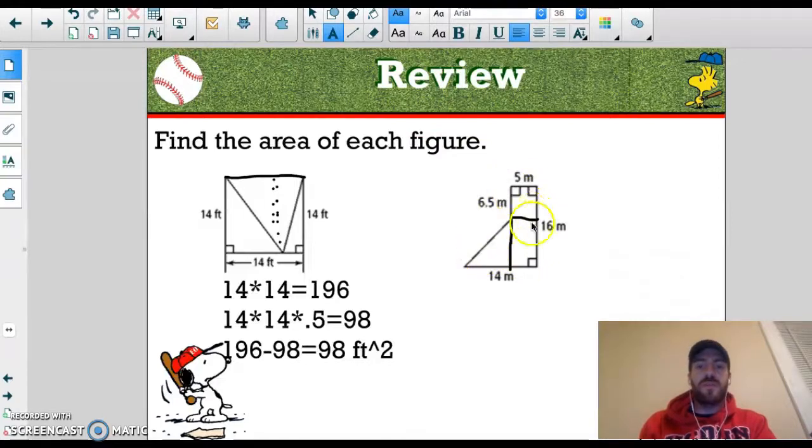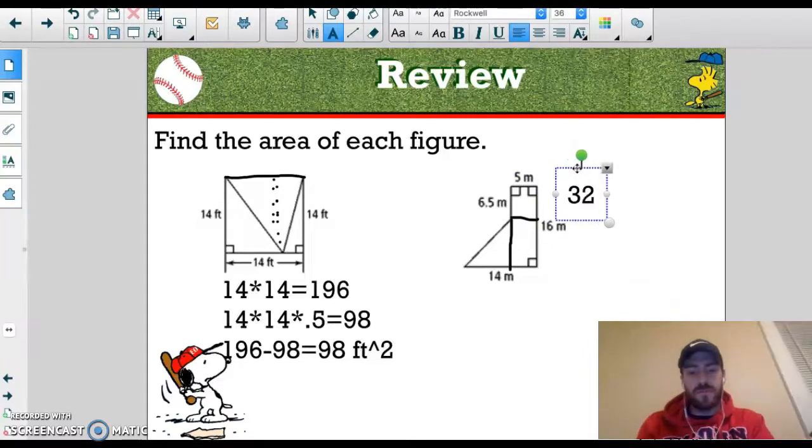This one, you can see how I broke it up into rectangle, rectangle, triangle. This rectangle here is the easiest one, just 6.5 times 5, which is 32.5. Multiply them together, base times height. Now this next rectangle is a little bit more difficult. You have to do not 16 times 5, but, how I know this is 5 is just because it's the same length as this part up here. You actually have to do 16 minus 6.5, which is 9.5 times 5. So 9.5 times 5 gives you 47.5.